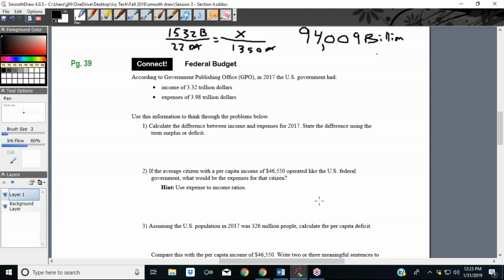Calculate the difference between income and expenses. So let's see, what's the difference between the income and the expenses, and is it a surplus or is it a deficit? You tell me. All right, so you're saying it's a deficit. No one gave me a number yet, though.